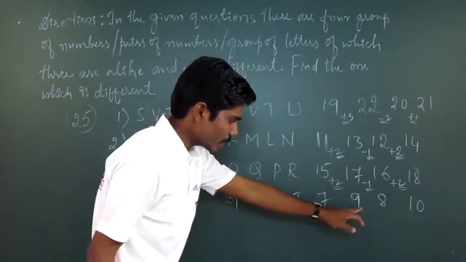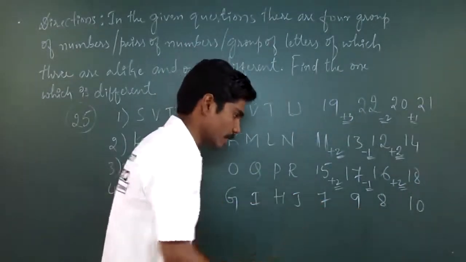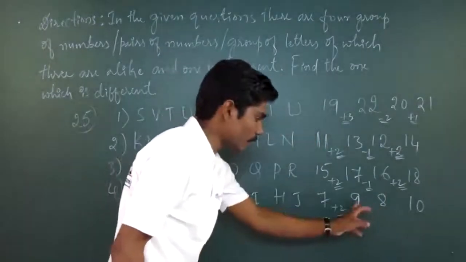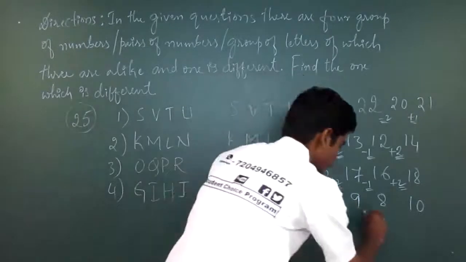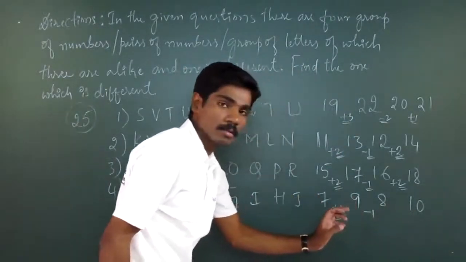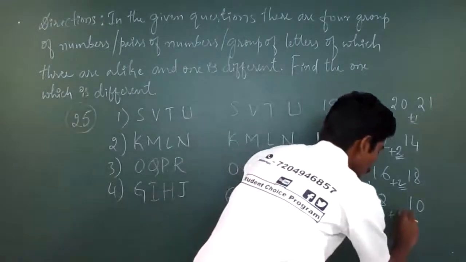Similarly, how do I get 9 from 7? By adding 2 once again. How do I get 8 from 9? By subtracting 1. How do I get 10 from 8? By adding 2. Now see here.